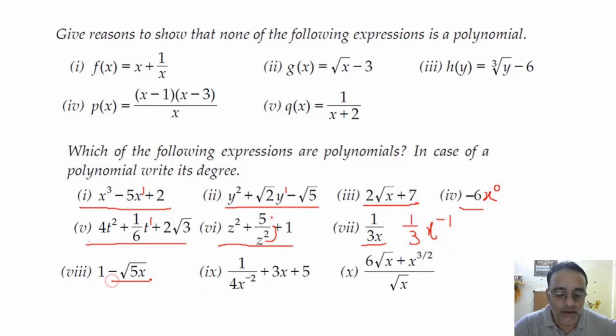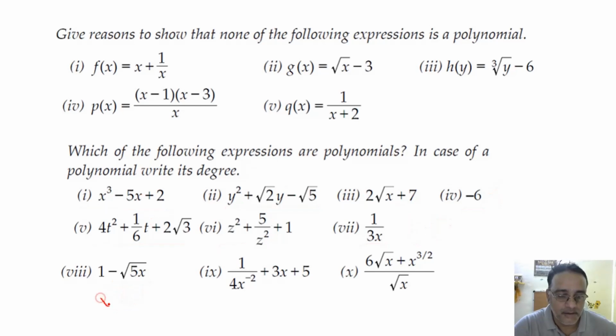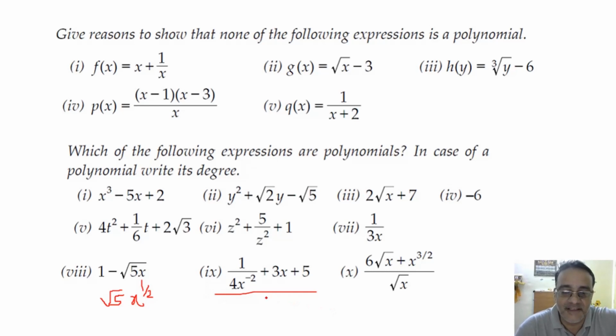Next one, what about this one? No, sir. हाँ, ये क्या हो जाएगा? 1 minus √5. So here this will become √5 x to the power 1/2. Okay. So that is why this is also not a polynomial. What about this one? Sir, it's a polynomial. Yes, it is a polynomial. क्योंकि ये अगर हम लोग ऊपर लिखेंगे तो it will become x square और यहाँ पे power 1 है. So this is a polynomial. So what is the degree? The degree is 2, sir. Right, very good.